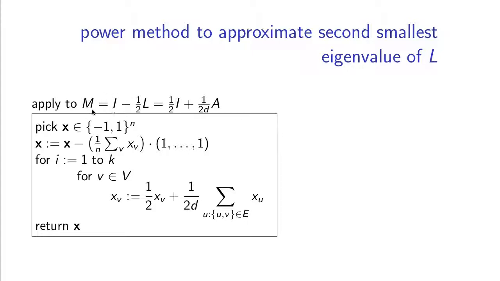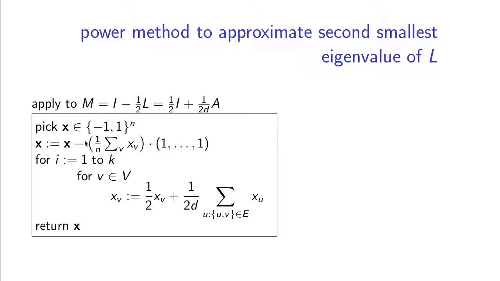And so we said that we're going to define M as 2I minus L, or for better numerical stability, the identity minus half of the Laplacian. The identity minus half of the Laplacian is the same as half of the identity plus 1 over 2d times the adjacency matrix.